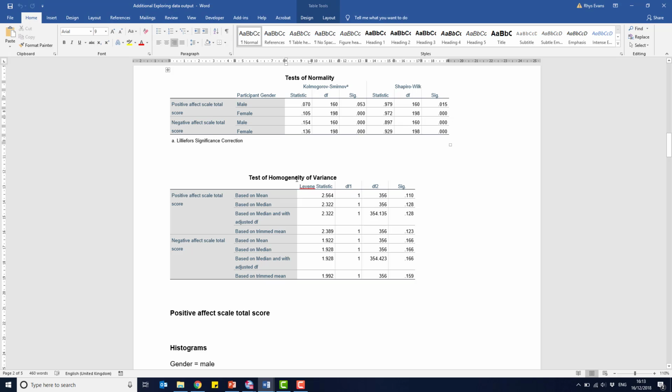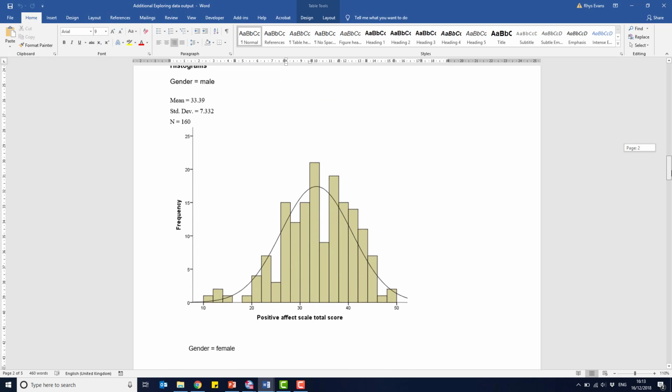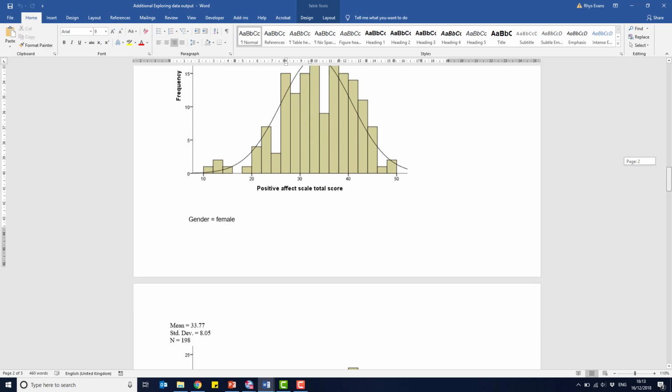So I'm going to skip over the test of homogeneity of variance for the moment, and continue this vein of thought about the normal distribution, and look at the histograms and the box plots. Here is the histogram for the male participants on positive effect, and we can see the normal distribution curve. It's not perfectly normal, but I would look at it and think it does follow roughly a normal distribution, so I wouldn't be too concerned at this point. There is a dip in the middle here, but it's not too concerning. So we'll look at the female distribution.